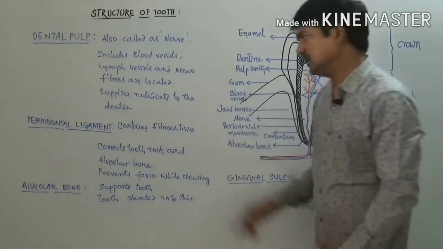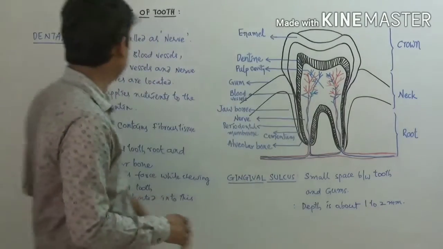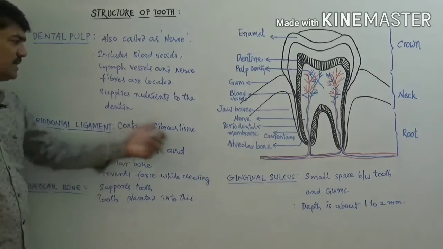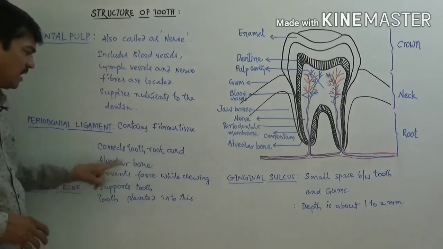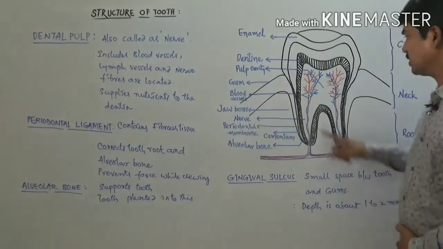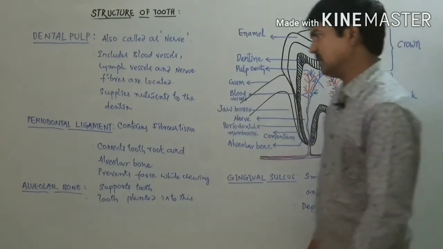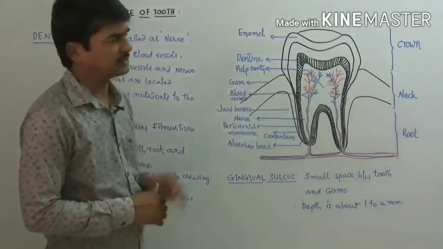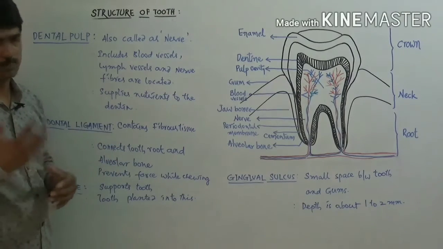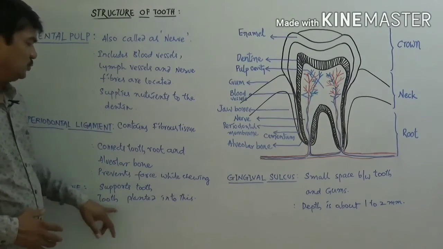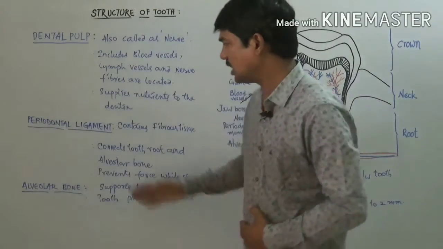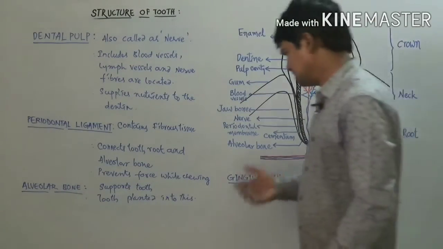And next, the periodontal ligament. It contains fibrous tissue. This is also called the periodontal membrane. Here we can identify the periodontal ligament. It connects the tooth root and alveolar bone. That is the main function of the periodontal ligament. And next, the alveolar bone. It is also a very important character present in the tooth, and it provides support to the tooth itself. The teeth are fixed or planted inside the alveolar bone.